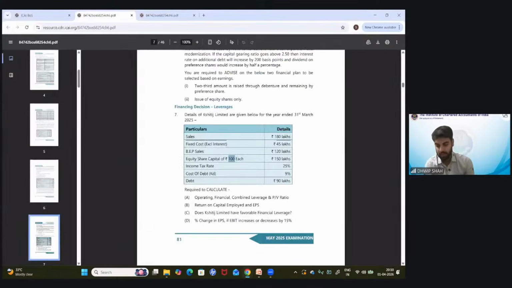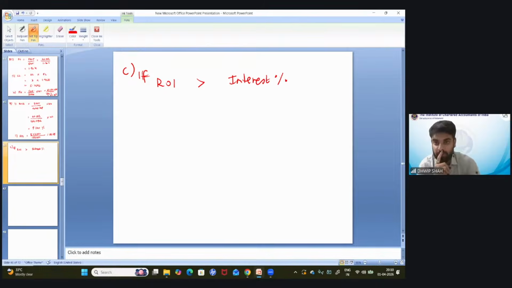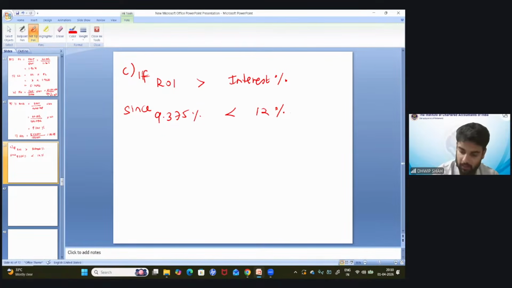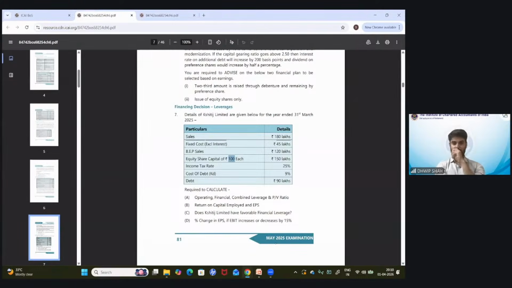Let's move to part C. Does Kshitij Limited have favorable financial leverage? Recall the double X squad. When was financial leverage favorable? When ROI is greater than the interest percentage, fixed cost percentage, it is favorable. How much is ROI here? Since ROI is less than the interest percent of 12, can I say it is unfavorable? Everyone followed this. It is unfavorable. So this was point number C.